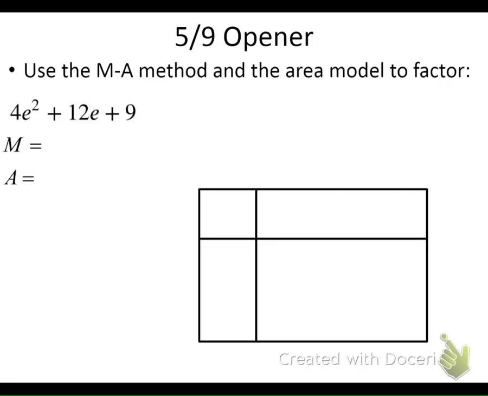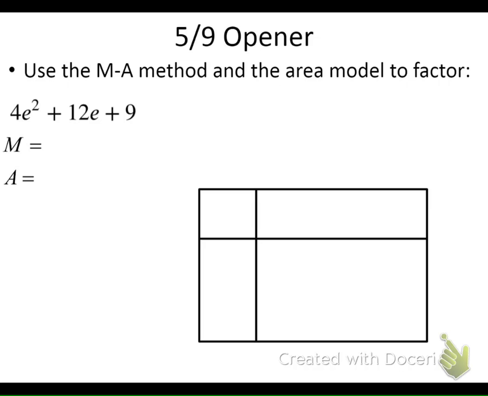Here we go. So today is May 9th. It's going to be a quiz day. We're going to take a quiz over what our opener looks like using the MA method and the area model to factor. So there are 5 steps that we're going to need to do in order to complete using the MA method and the model in order to factor.